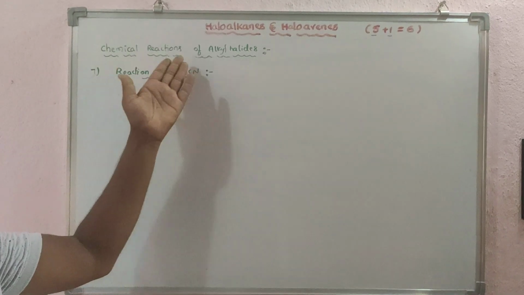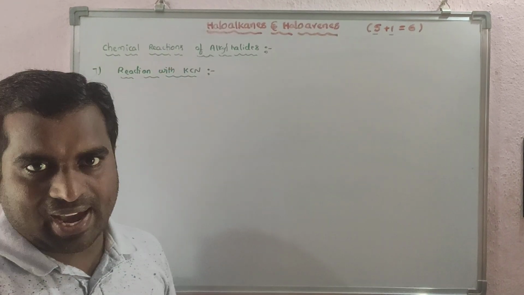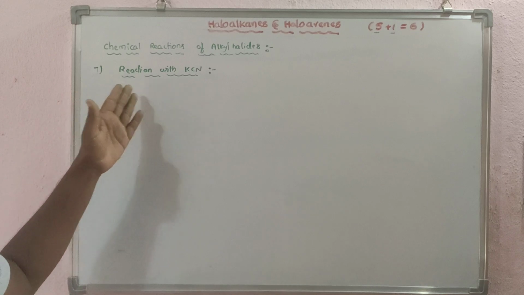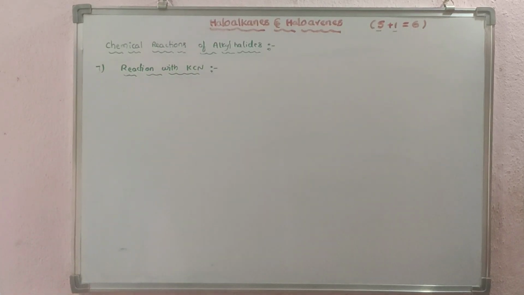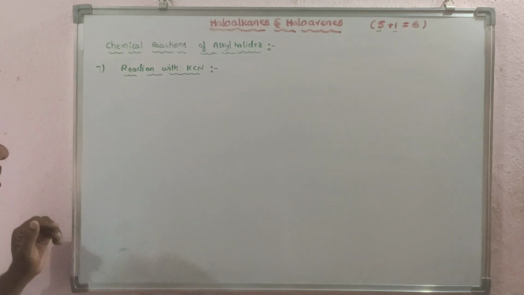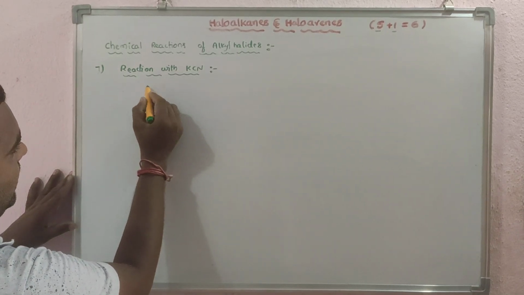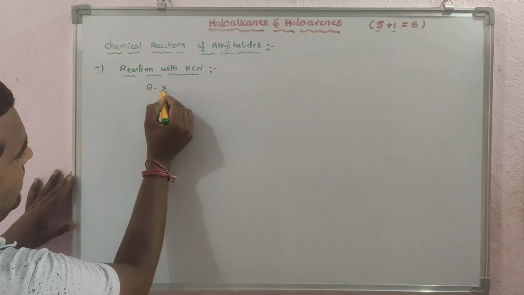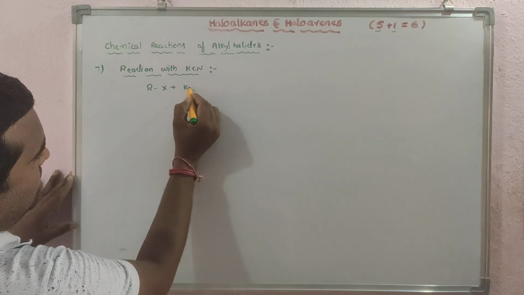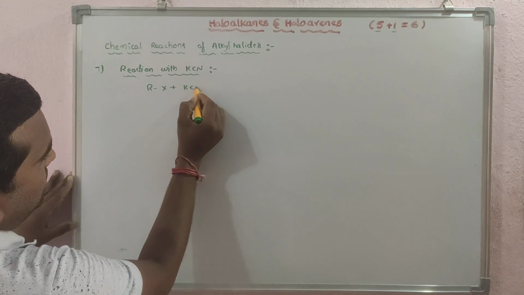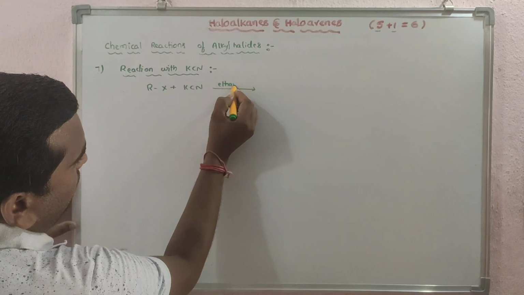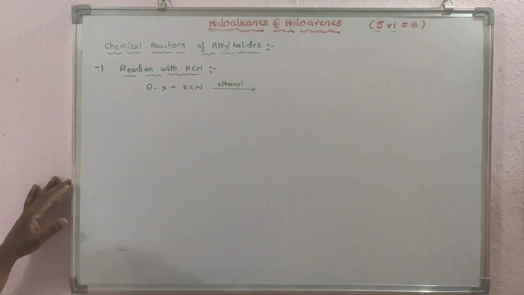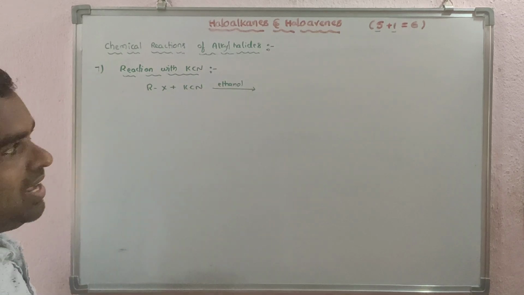So next we are discussing the chemical reactions of alkyl halides, and the next one is the reaction with potassium cyanide. Clear? When alkyl halides react with potassium cyanide in the presence of ethanol, ethanol is a solvent. I already said it is a commonly used solvent for alkyl halides.